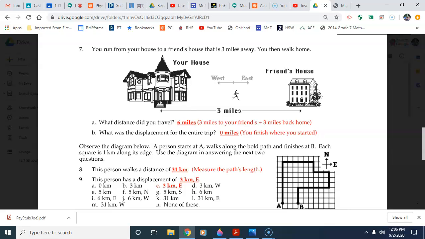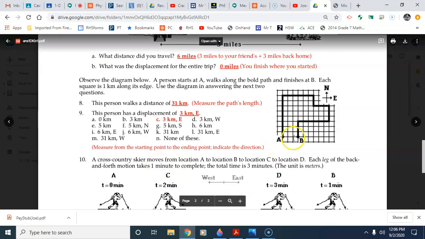So it says that we go to a friend's house, then you walk home. So what's the distance? 6 miles. You total up. It doesn't care that you turned around to calculate it. You just total up every piece of the trip. Displacement, 0, because we came back to where we started. Pretty easy, right? All right.